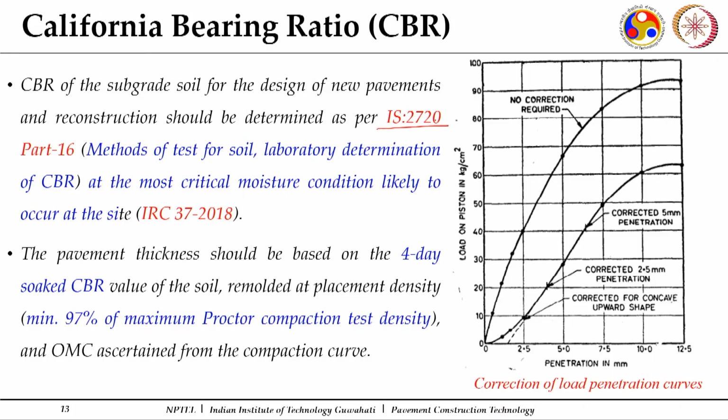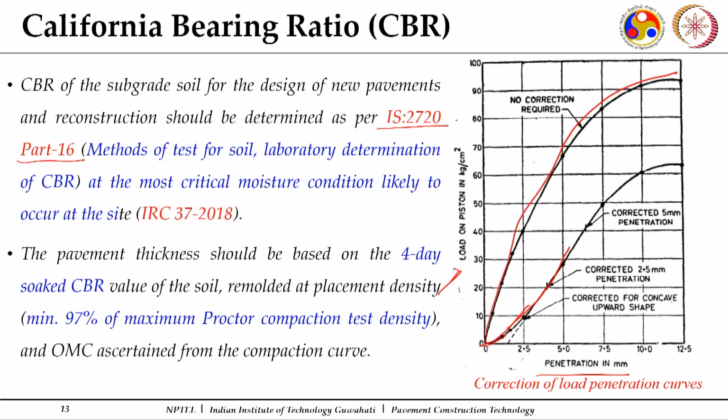Now, this detailed procedure of the California bearing ratio determination is given in your IS 2720 part 16. As I mentioned, this gives you a curve between the load, in terms of pressure, and the penetration. Initially, in some cases you may get this kind of curve which is shown here, but the one which is expected is in this particular form.